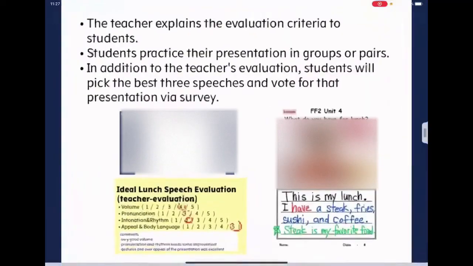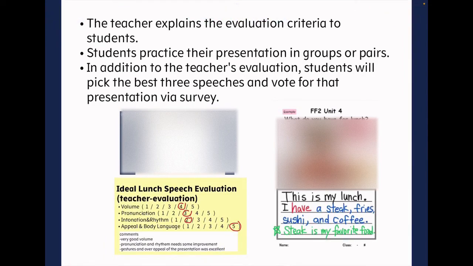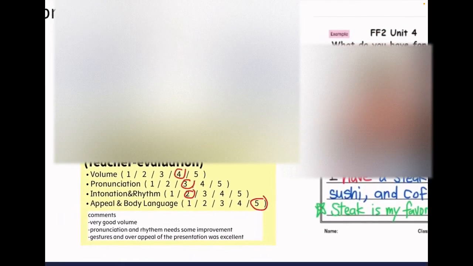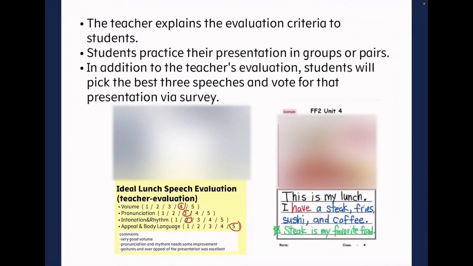This is the third part of the lesson, which is practicing and presenting their speech. First, the teacher explains the evaluation criteria. Depending on your lesson or your school, you can create an evaluation of your choice. This is just one example. After explaining the speech criteria, students can practice their presentation in pairs or groups. After they finish practicing, each student presents their speech.